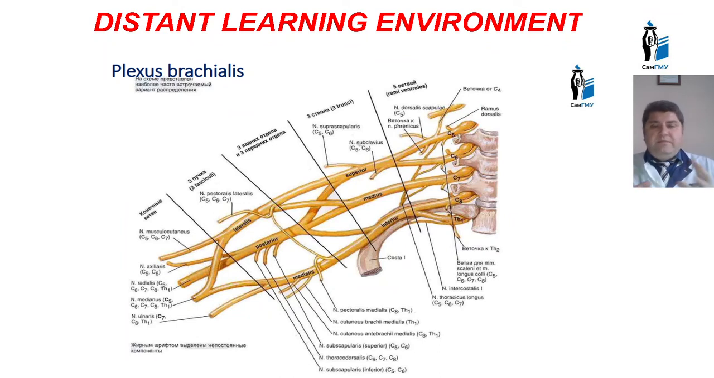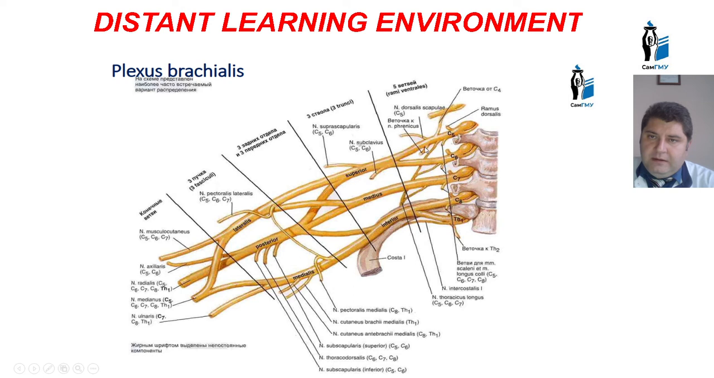And what must we know about this plexus? This plexus gives branches for muscles, for skin, for joints, and so there are two groups of branches. The first group is short branches, the second group is long branches. So we look at the short branches of the brachial plexus.